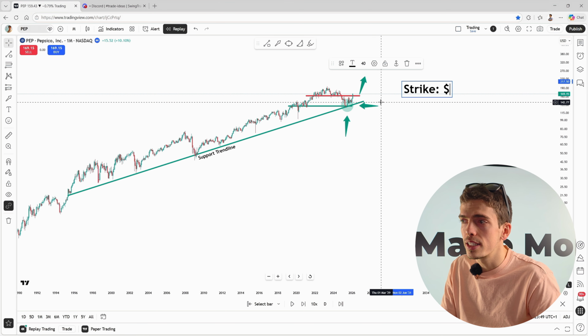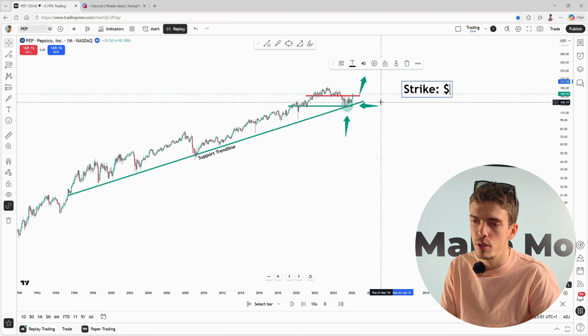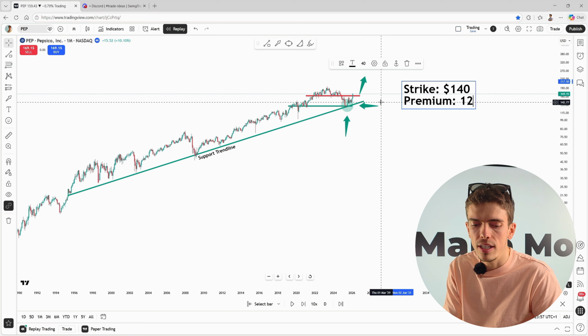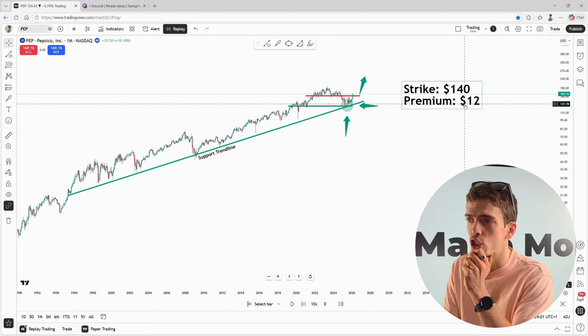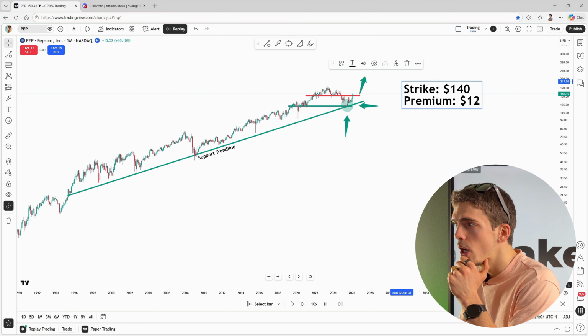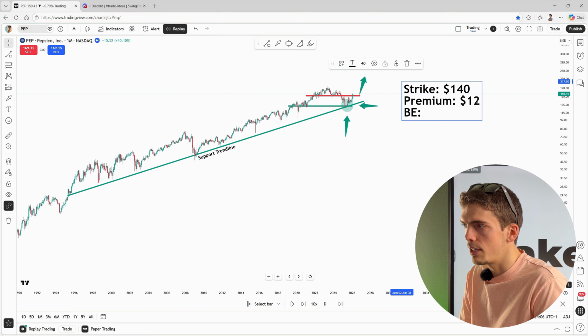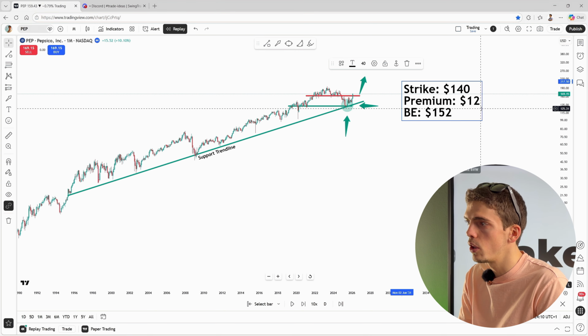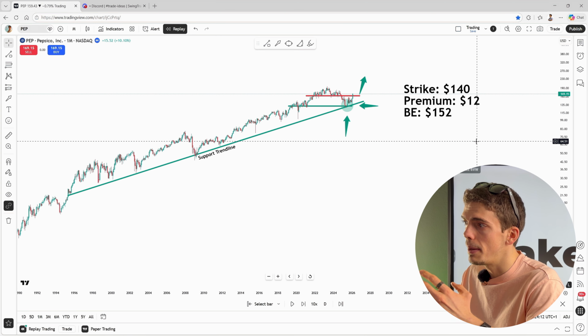So you can also, for example, just pick a higher strike price, for example, $140. In this case, we paid a premium of roughly, once again, $12, just like we took a look at the options chain just a couple of seconds ago, which means that therefore our break-even price is if PepsiCo hits $152 and everything above, we make money.